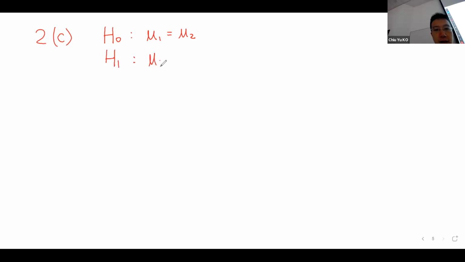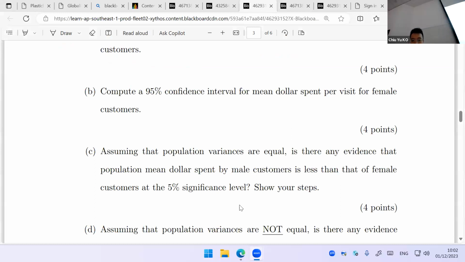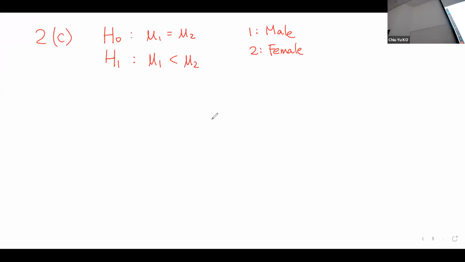And I think we have this, with 1 being the male and 2 being the female. So there's a question we have. We're asking whether female is more than male. This is the question. You guys look puzzled, so let's go to the question again to see. Asking whether male is less than female. So that's the question.